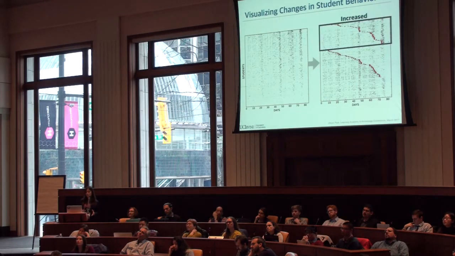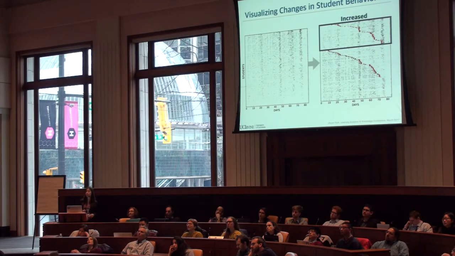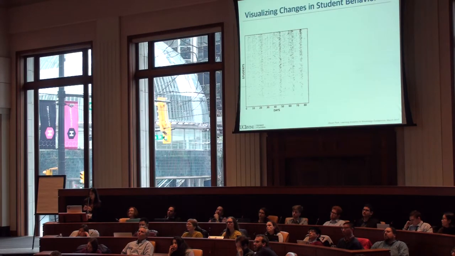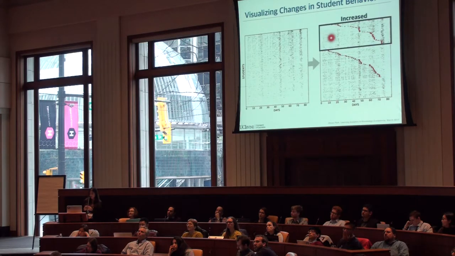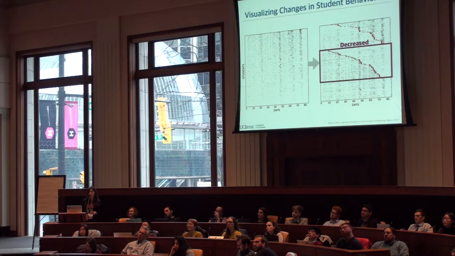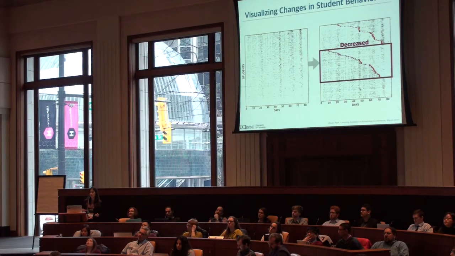Let's take a look at the first group, which is the increased group. These are the students who increased their clicking activities from before the change point to after the change point. So you see a much darker color on the right side than the left side. For the second group, which is the decreased group, we can see darker colors on the left side of the change point than the right side. These are the students who decreased their reviewing activity.